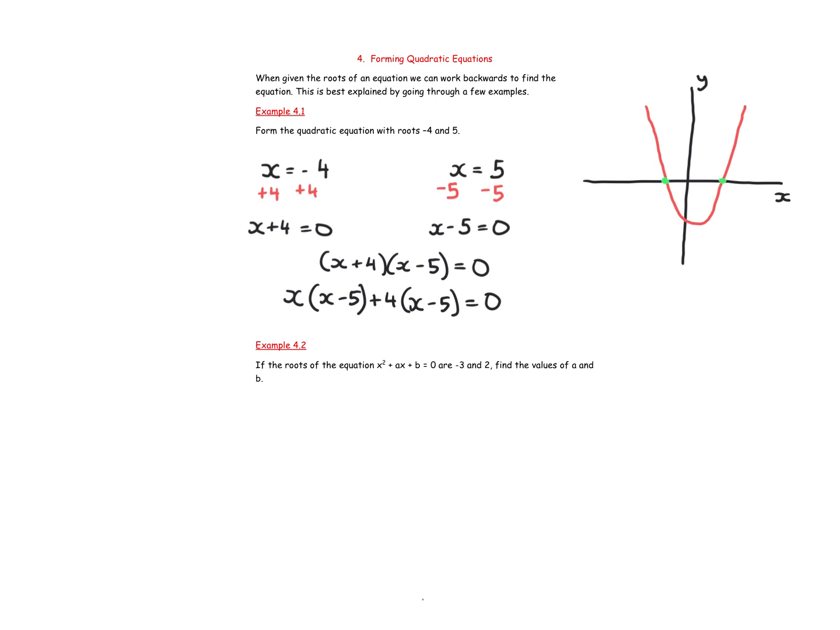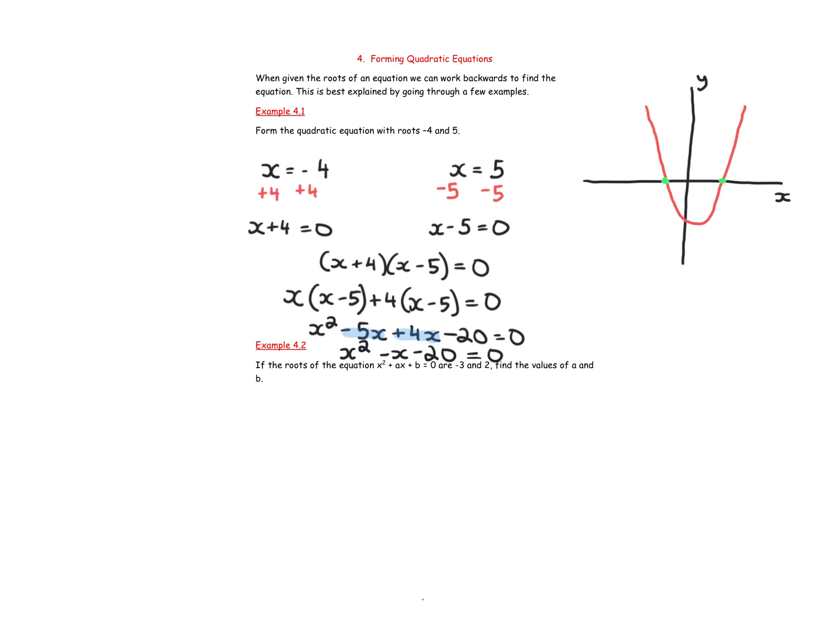Multiplying out the brackets, we get that x squared minus 5x plus 4x minus 20 is equal to 0. And then we can add the like terms, and you can see here that we have minus 5x and plus 4x. That leaves us with x squared minus x minus 20 is equal to 0. Looking back at what we've done, we formed the quadratic equation from the roots -4 and 5.